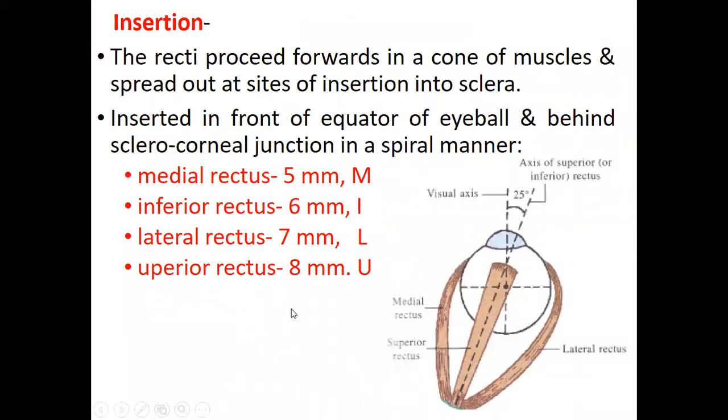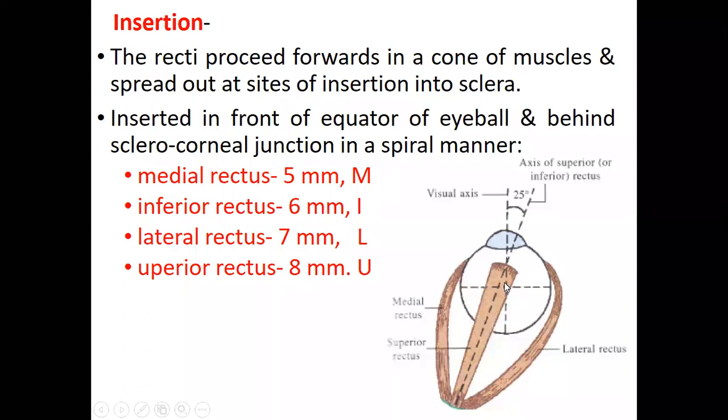Now insertion of recti muscles. From its origin, the recti proceed forwards in a cone of muscles and spread out at the site of insertion into the sclera. So common origin, that is the common tendinous ring. From its origin, it proceeds forward and there is spreading out of the muscle and it is inserted into the sclera.